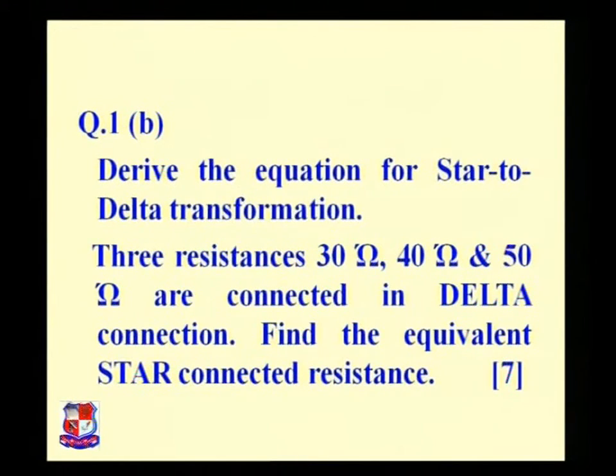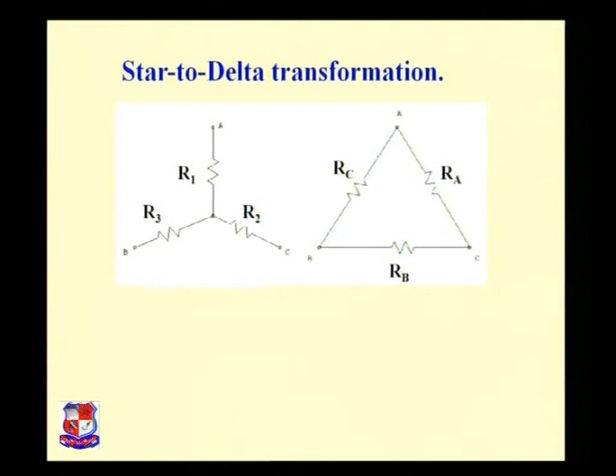So first we have to derive the star to delta transformation. That means we have to derive one relation between star and delta, how we can convert our star network into the delta network. As shown in the figure, the first figure shows the star network and the second is the delta network. So how can we find out the values of delta resistances RA, RB and RC using the star resistances R1, R2 and R3? That equivalency between star and delta is called star to delta transformation.